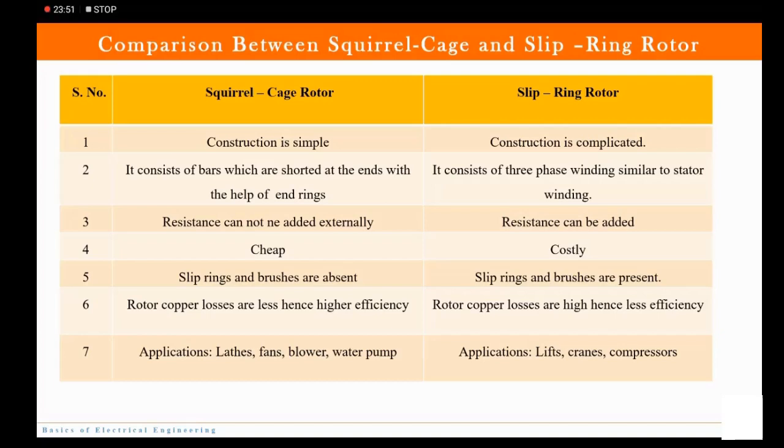Now if we talk about applications, then squirrel cage rotors are used in fans, blowers and water pumps, whereas slip ring rotors find applications where there are big machines like lifts, cranes or compressors. Okay, so today we discussed everything about the construction and types of motors, and we also compared both types of motor. Now in the next lecture we shall be talking about the working of induction motor.